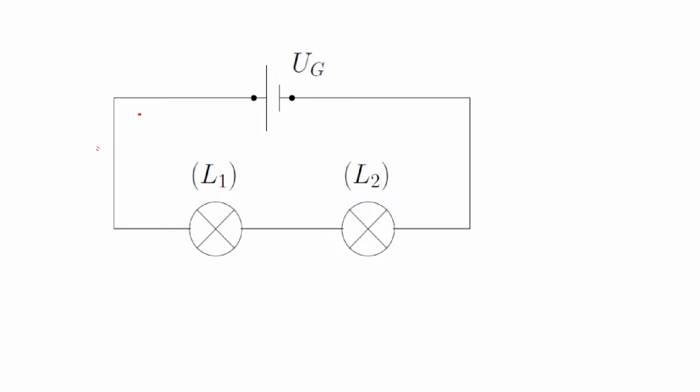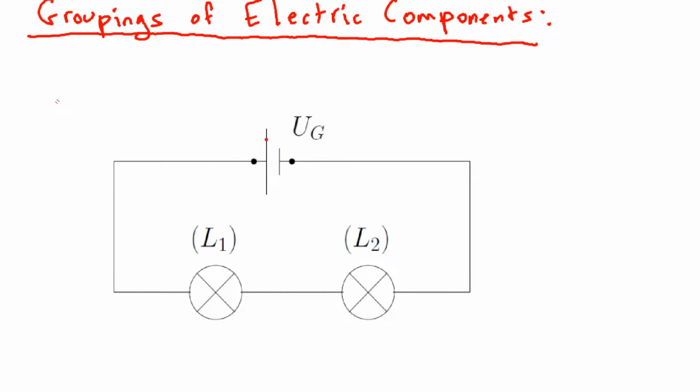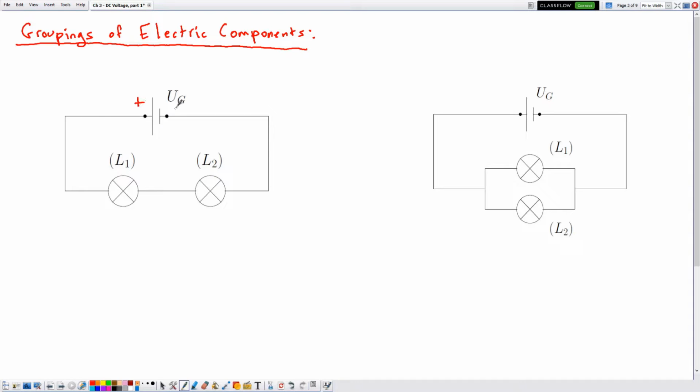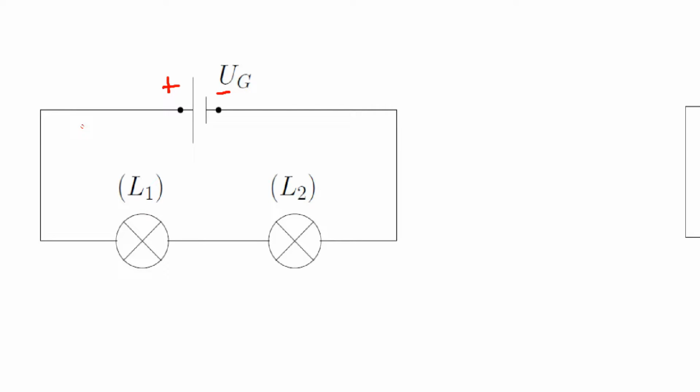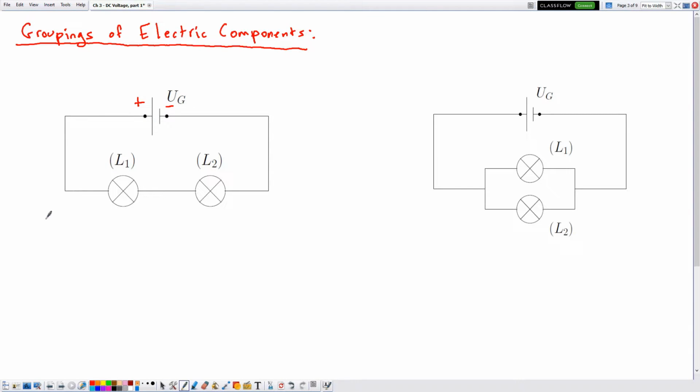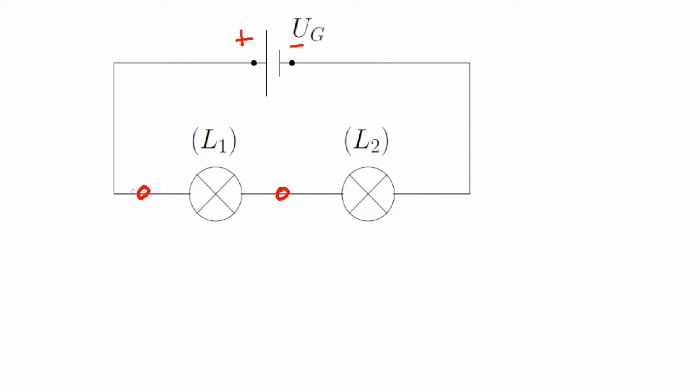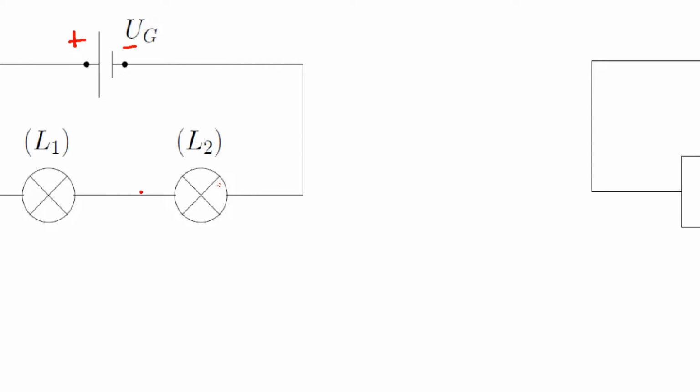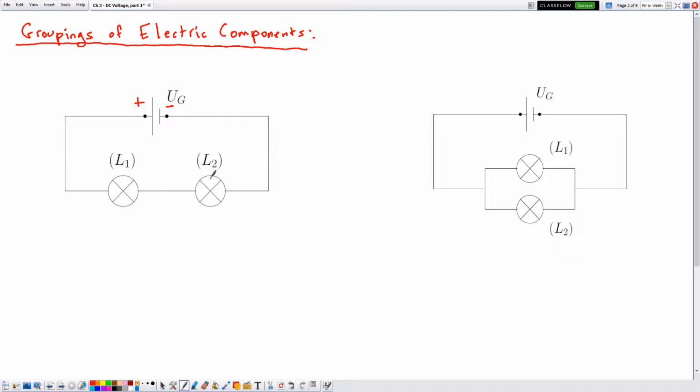In the following electric circuit, we have the battery. This is the positive pole of the battery and this is the negative pole. And we have a lamp L1 and a lamp L2 connected to the battery. These are the terminals of the first lamp, denoted by L1, and these are the terminals of the second lamp, denoted by L2. So the lamps L1 and L2 are in series.